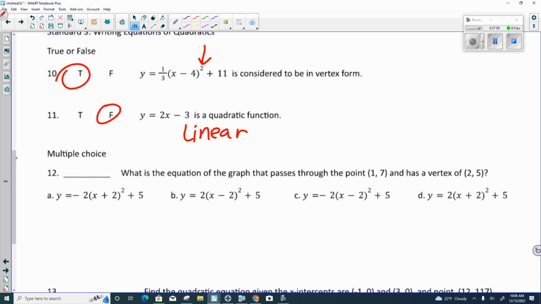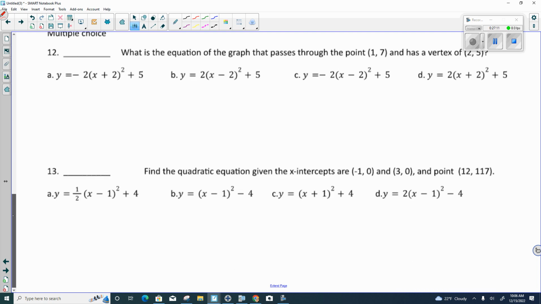How are we doing on time? I don't know, we need to hurry.